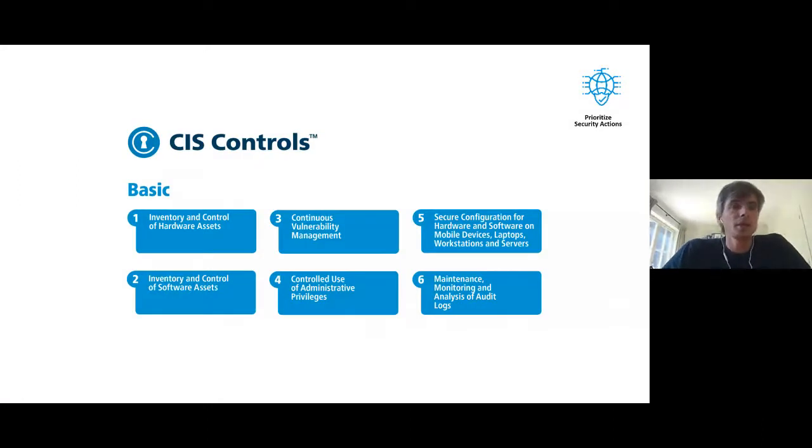Now, when I'm talking about the strategy, it's good that we can then focus a bit on, for example, the SANS controls, so the CIS controls. These are the first six controls that they, for example, give as an advisory to start with.